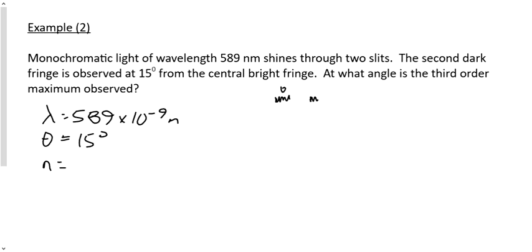Central bright spot, second dark spot. Central bright spot, second dark spot, n would be what? 1.5. Oh, what angle is the third order maximum? Whew. We'll call this the angle of the third order maximum. This will be theta 3.